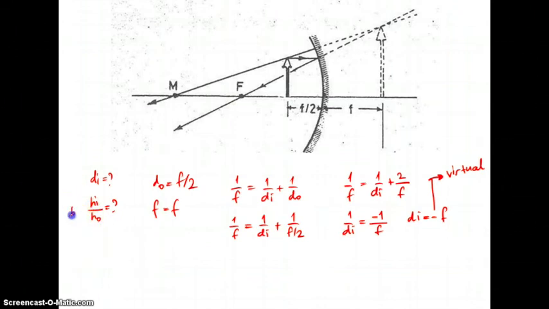For the B part, by using hi over ho equals di over do formula, we can find this ratio. Di is f and do is f over 2, then this ratio is equal to 2.